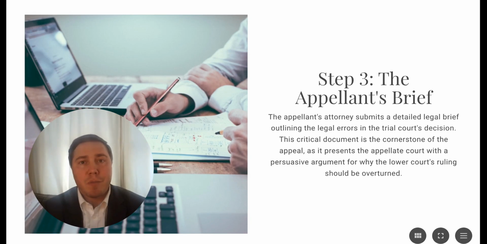The appellant creates a brief outlining why they believe the trial court got it wrong. It's very detailed. There's actually a very specific process you have to follow when writing an appellant's brief. There are a lot of formatting guidelines in terms of what sections need to be in there, how long it can be, and even what it's going to have to look like.